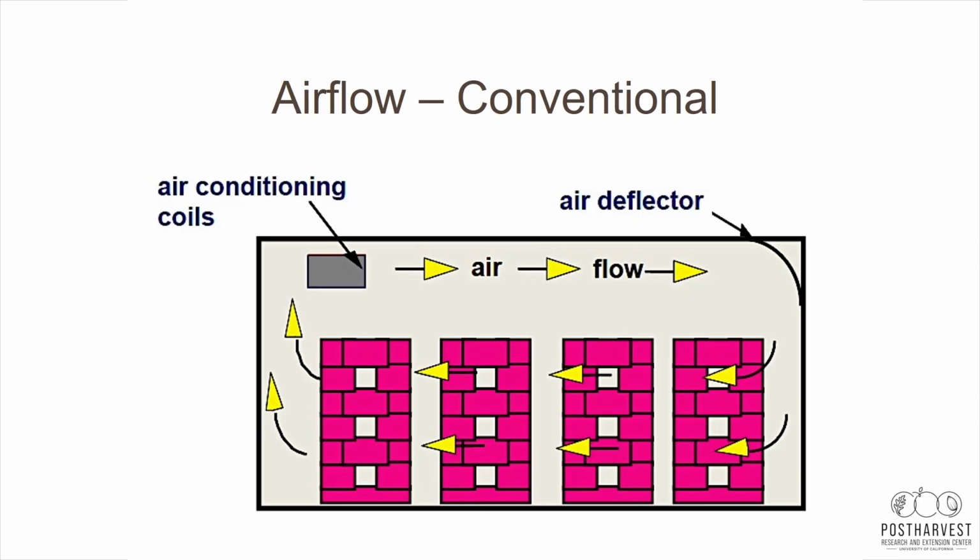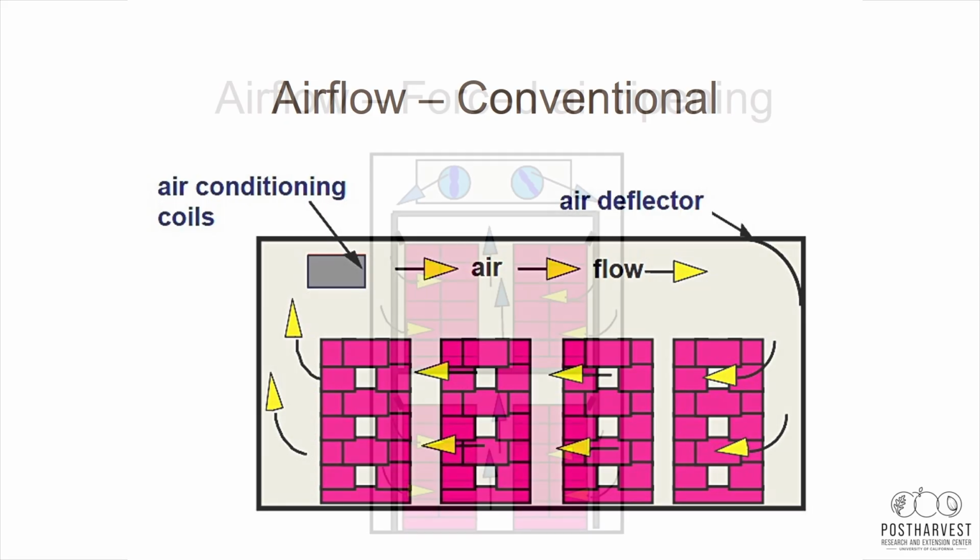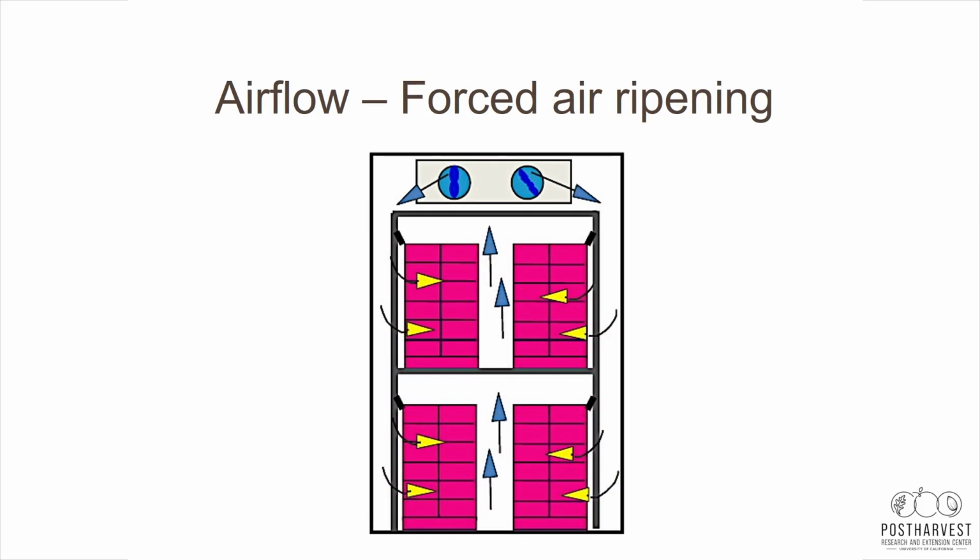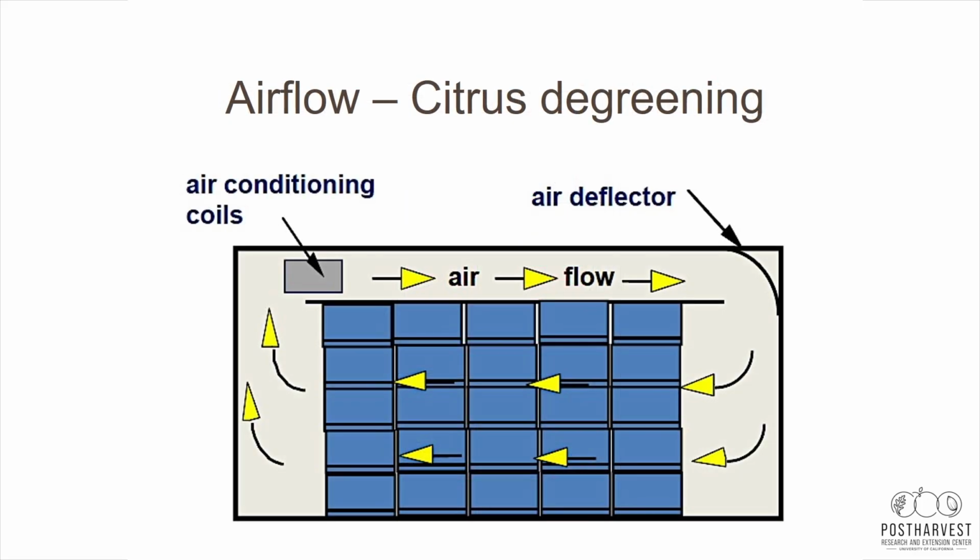You have air conditioning coils, which is a fancy way of saying refrigeration system, and fans that can distribute the air, and deflectors that can deflect the air through where we want that air to go through the produce and so on. This is typically how a forced air ripening room looks, regardless if it's tarped or untarped. Airflow for citrus or degreening is similar to my first picture that I have there.